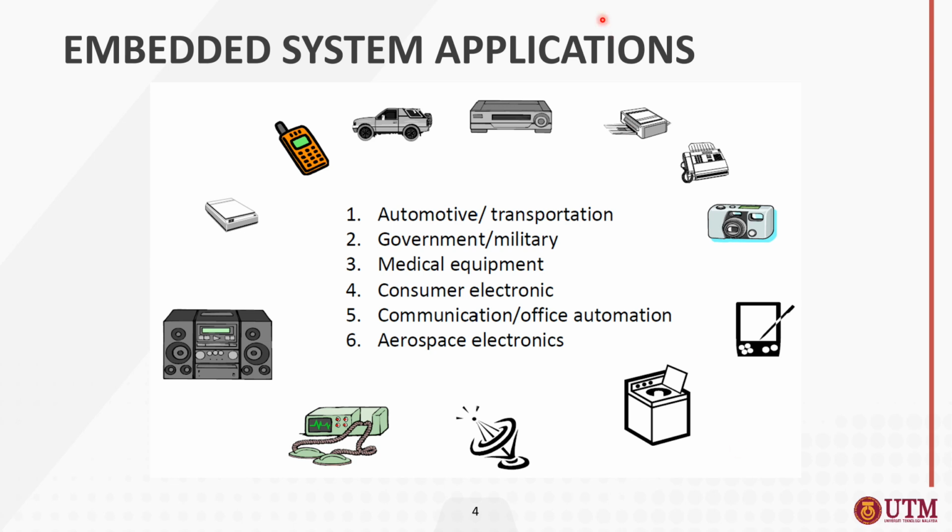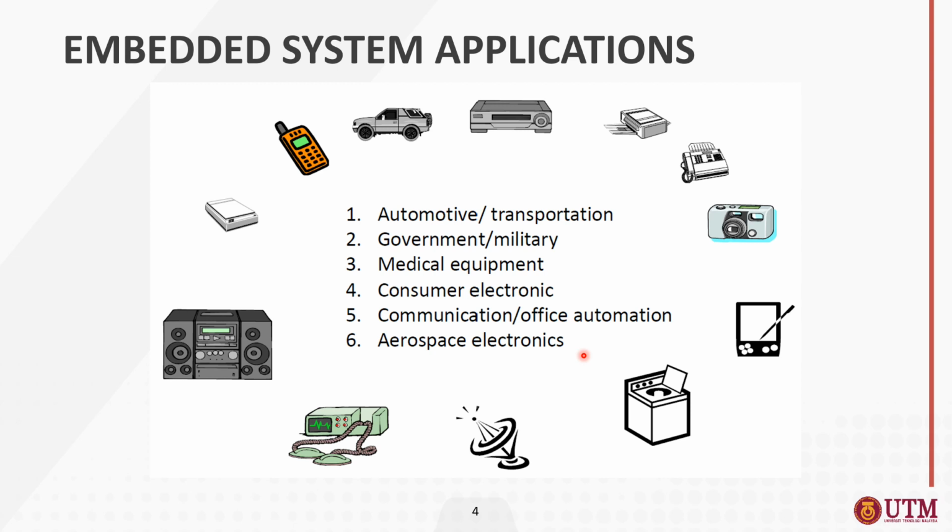Alright, so next is the embedded system applications. As we have seen from the definition of embedded system, which is a computer-based system that serves specific functions, alright? So for specific function, for example, here you can see mobile phone, cars, radios, alright? Printers, phones, camera, and so on. Alright, so each device has their own embedded system, alright? So the applications of embedded system are so wide. Alright, for example, in automotive, in government, in medical equipment, in consumer, in communication, and also in aerospace electronics.